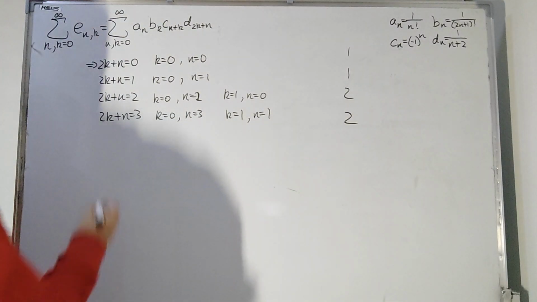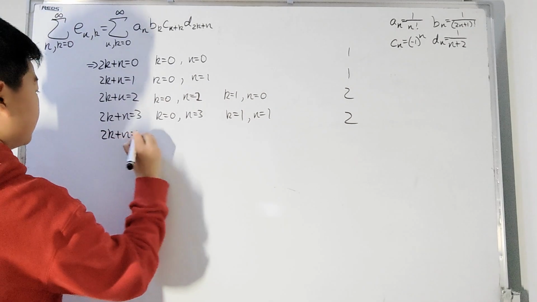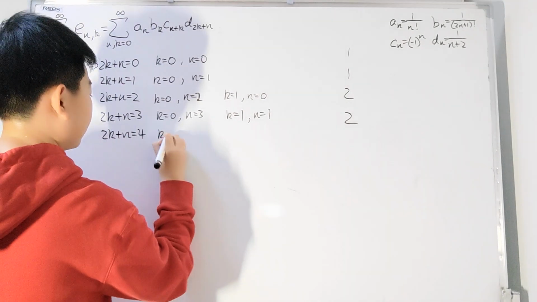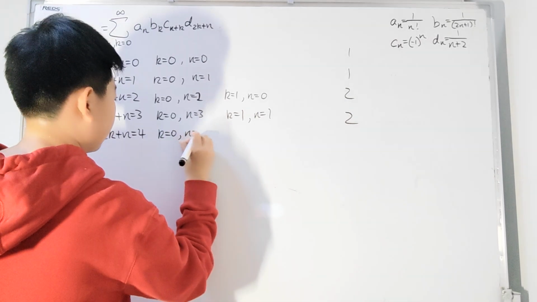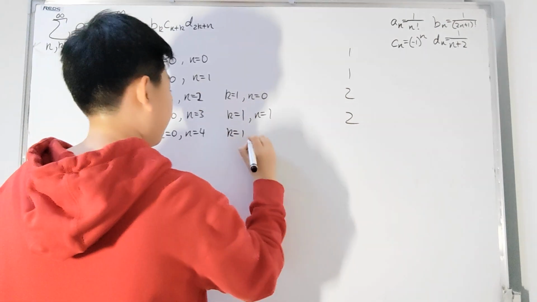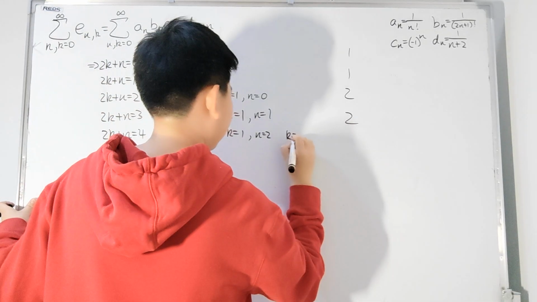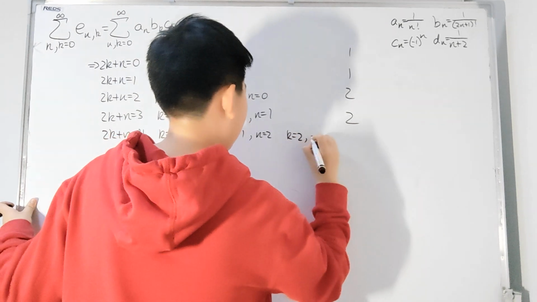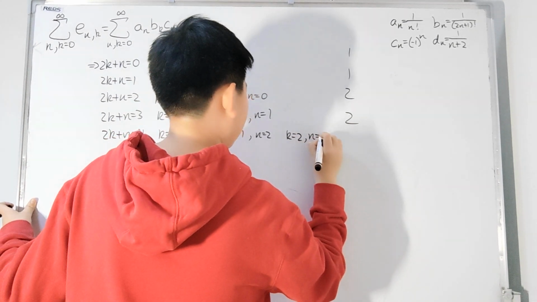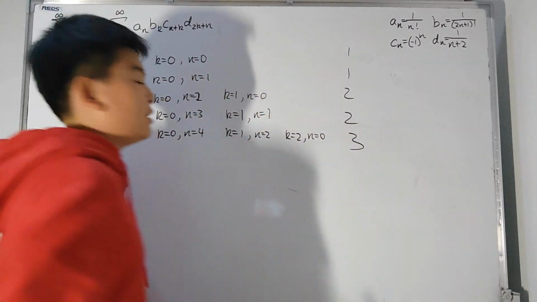And then we're going to move on to the 4th case, 2k plus n is equal to 4. In which case either k equals 0, in which case n is equal to 4, or k equals 1 and n is equal to 2, or k equals 2 and n is equal to 0. And in which case this has 3 solutions.